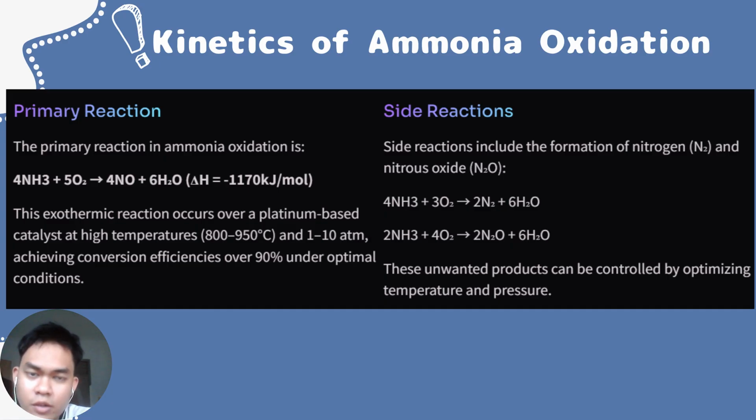So for the kinetics of ammonia oxidation, the primary reaction is 4NH3 plus 5O2 converting to 4NO plus 6H2O with a delta H of negative 1170 kJ per mole, at high temperature and with the help of a platinum-based catalyst at 800 to 950 degrees Celsius and 1 to 10 atm to achieve over 90% conversion efficiency. For the side reaction, we will have formation of nitrogen, N2, and nitrous oxide. These are the unwanted products, and they can be controlled by optimizing the temperature and pressure control.